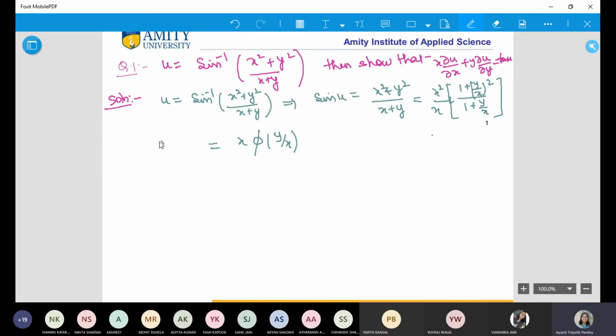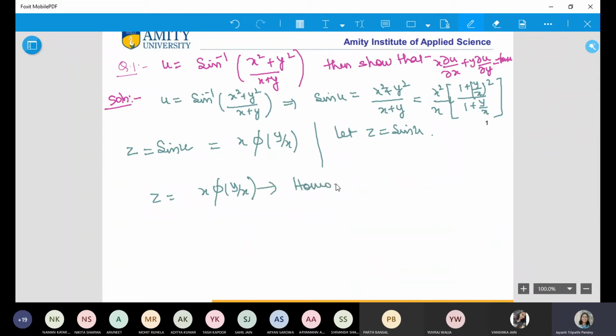Yes. And what is this? This is sine u. So let sine u be z. Let z be equal to sine u. Now we can write z is equal to x phi of y by x, and this is a homogeneous function of degree 1. Agreed?